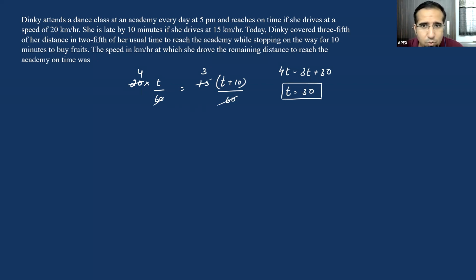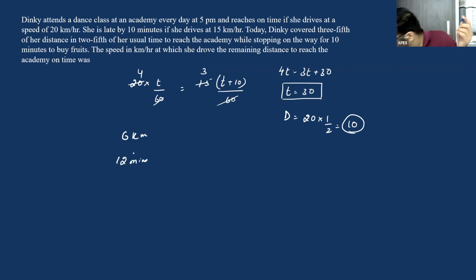So today Dinky covered 3/5 of the distance in 2/5 of her usual time. So what is the distance covered, guys? That is 20 into half, 10 is the distance. Now Dinky covered 6 kilometers in how much time, guys? 2/5 of the usual time. 5 ones are 5, 5 6s are 30, that is 12 minutes. And then she stopped for 10 minutes while going. So 22 minutes are done.